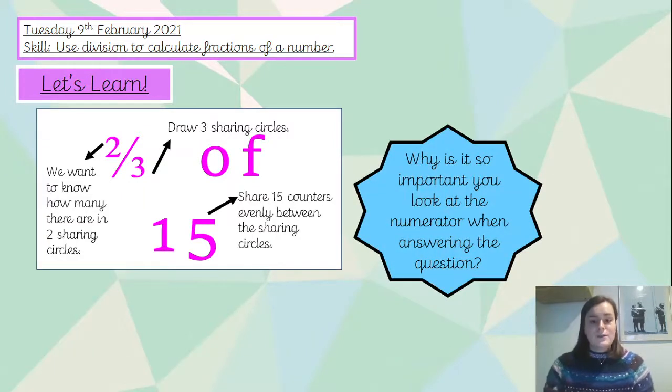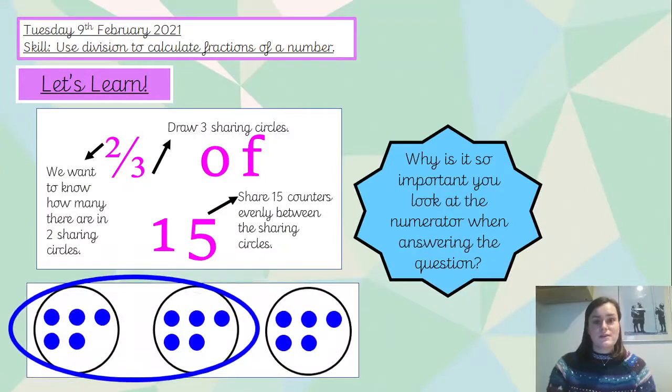So why is it so important that we look at the numerator when we're answering this question? What's different about this one than it was on the last one? Pause the video and see if you can answer that question. Okay, so because the numerator is a different number this time, because it's 2, it's telling us to count up 2 sharing circles. But if we hadn't looked at the numerator and we just counted up 1, we'd only find 1/3, wouldn't we? So it wouldn't be right.